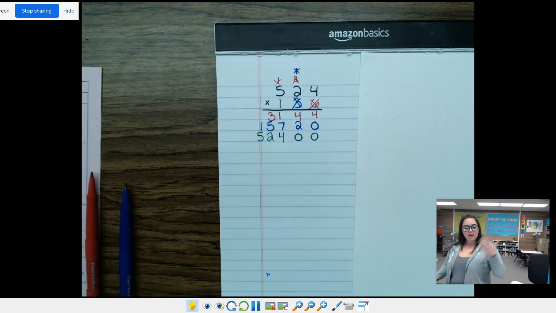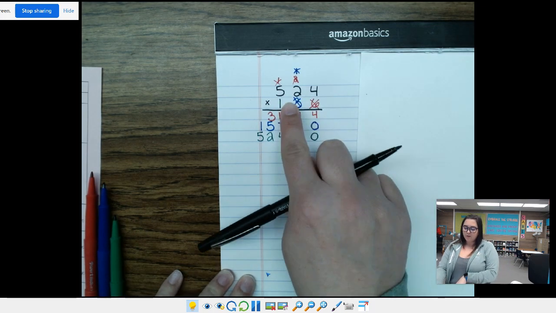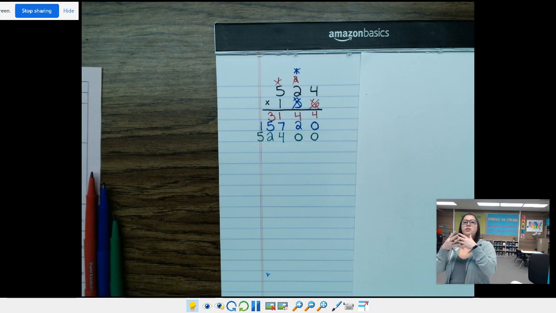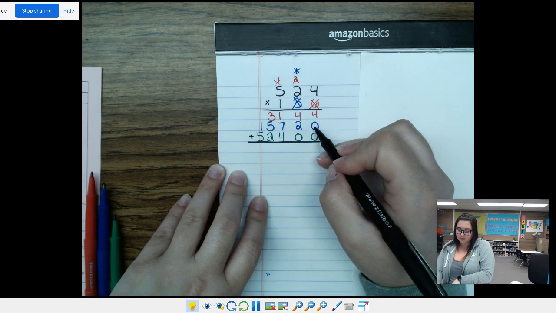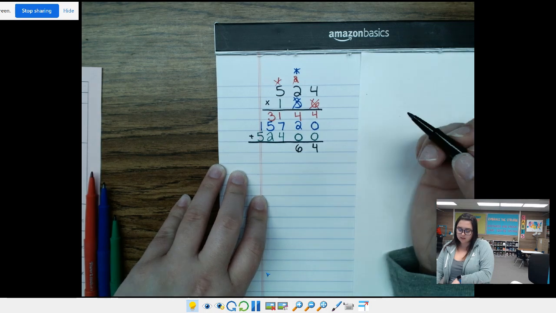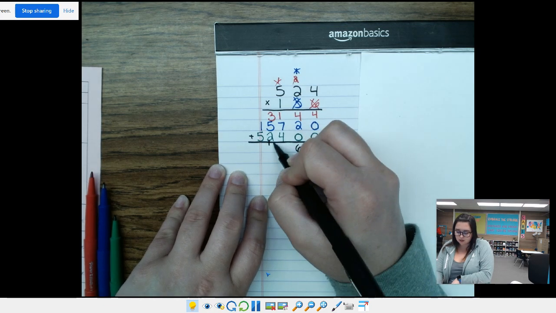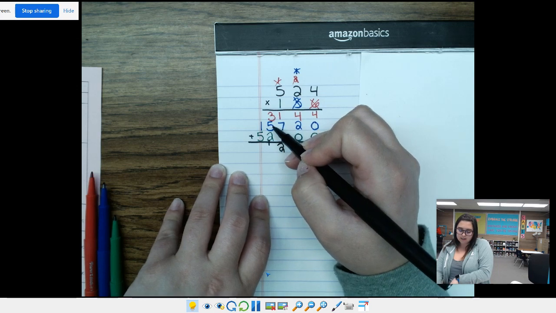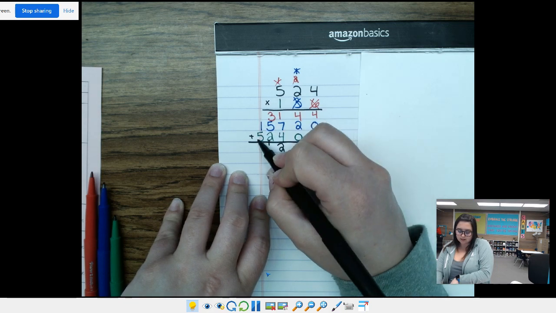There we go. Now we have to add up our pieces because it's not just 524 times 6, or 524 times 30, or 524 times 100. It's all three, so let's combine those. 4 plus 0 plus 0 is 4. 4 plus 2 plus 0 is 6. 1 plus 7 is 8. 8 plus 4 is 12. 3 plus 5 is 8. 8 plus 2 is 10. 10 plus 1 is 11.